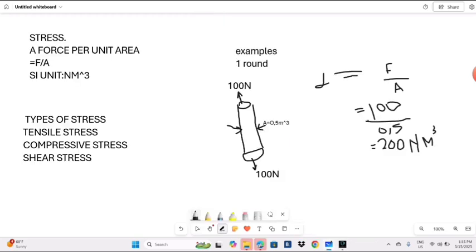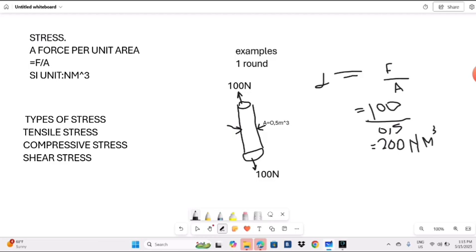I'm going to continue with stress, and we know that stress is defined as force per unit area, and the SI unit for stress is N/m squared. Then we have different types of stresses. We can talk about tensile stress, and we said that tensile stress occurs when an object is being pulled, for example by a rope.